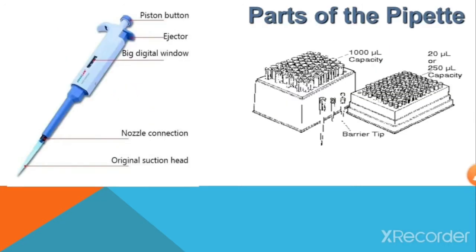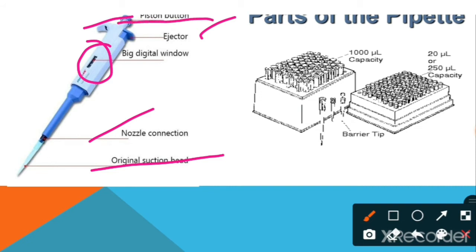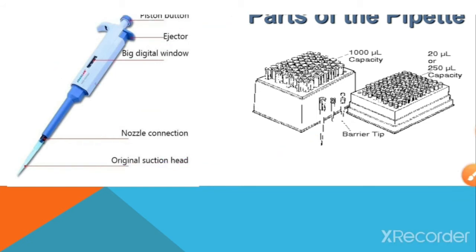Now let's see the structure of micropipette. Now see, at the top the micropipette contains the piston button, then there is the ejector, and this is the big digital window where we can see the volume setting, and this is the nozzle collection, and this is the suction head. Now if you want to take the sample, then we have to take it with the piston button, and if you want to eject the tip, then we have to eject the tip with the help of the ejector. After selecting the volume, we can see the volume in the digital window, and these are some parts.